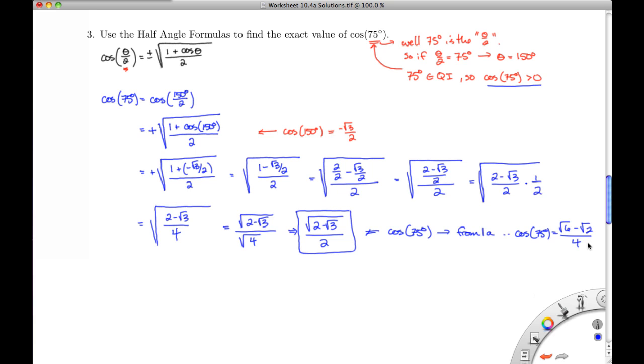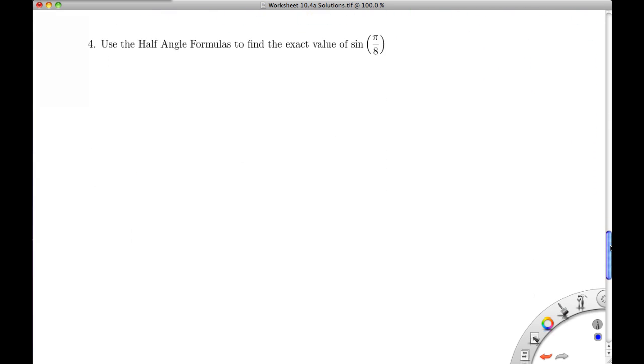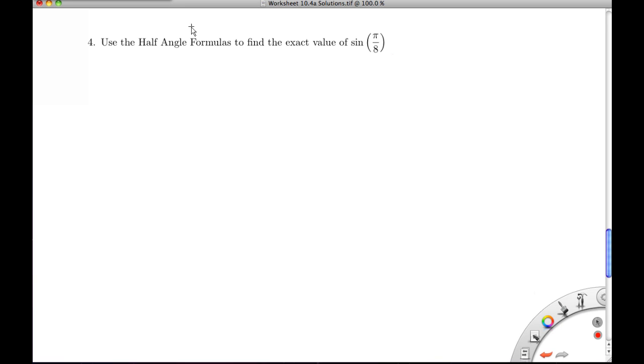Okay, so we have one more to go. And this is number 4. So we're going to use the half angle formula to find the exact value of the sine of pi over 8. So same type of thing. Let's start by identifying the half angle formula for the sine. So the half angle formula for the sine is sine of theta divided by 2 is equal to plus or minus the square root of 1 minus the cosine of theta all over 2.